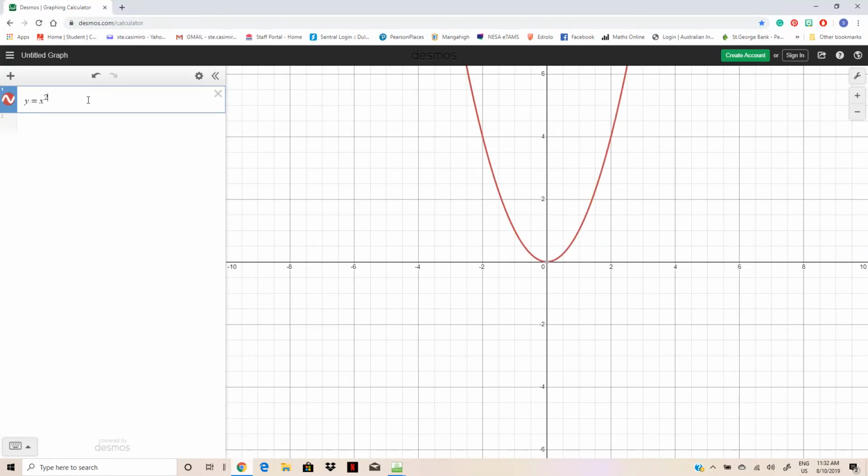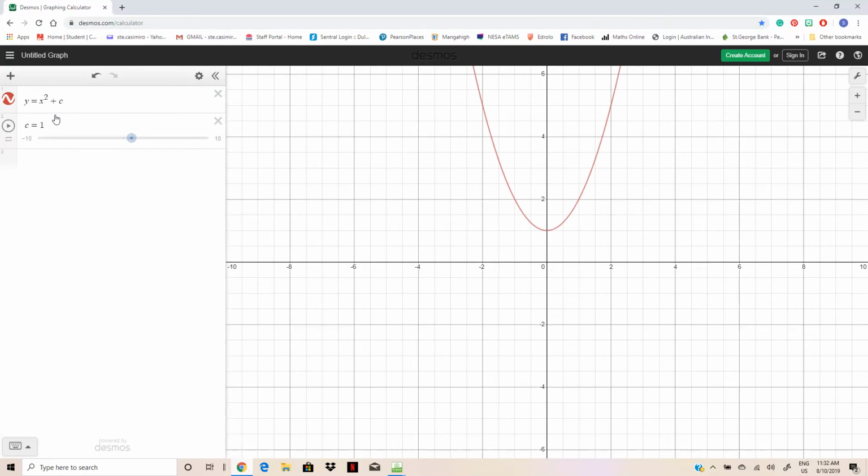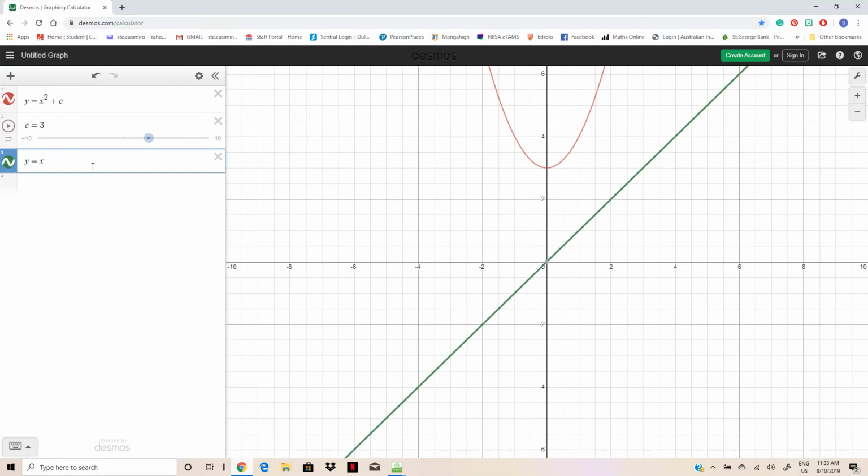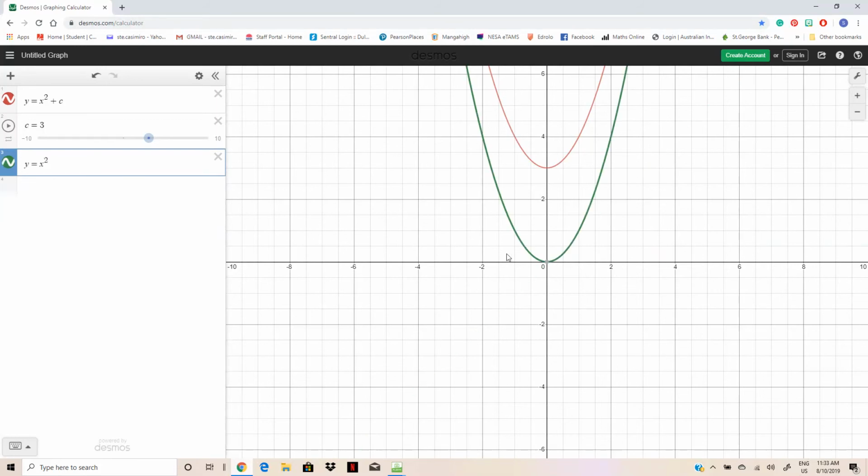If I was to use Desmos to show you, we get y equals x squared. There's your parabola. If I have plus c, and c is going to be my variable, with c equals 1, and if I have c equals 3, you can see that it moves it up 3 units. If I show you the original parent graph here, you notice that it has translated the whole parabola up 3 units.